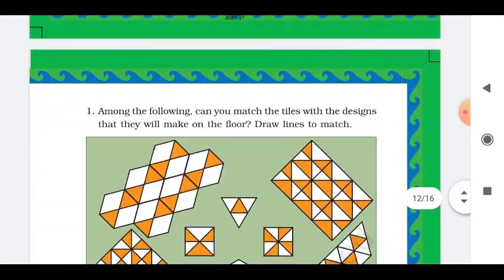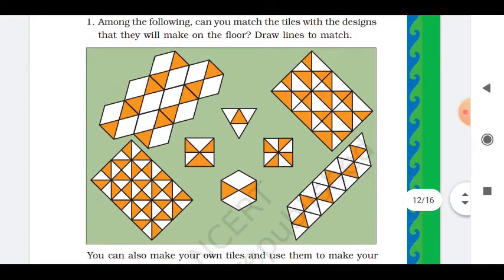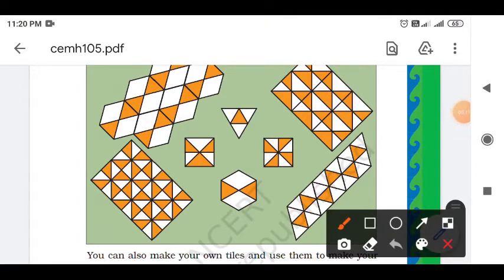Among the following, can you match the tiles with the design that they will make on the floor? Draw lines to match. See, so many tile designs are shown, and you have to match them. The middle four tiles are given, and the outside four designs are given. You have to match these tiles correctly. See this one and this one, do it in your textbook only. And this one and this one.